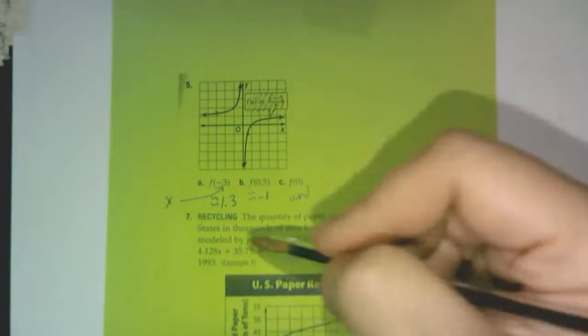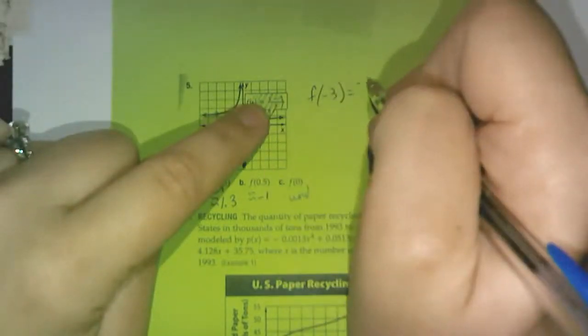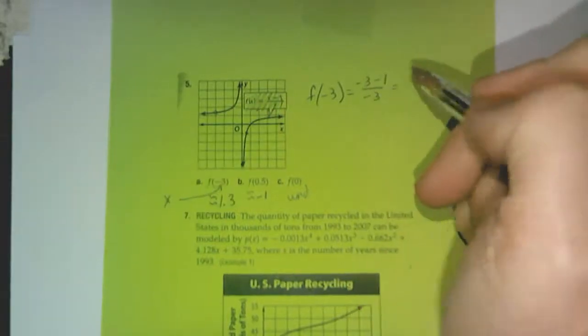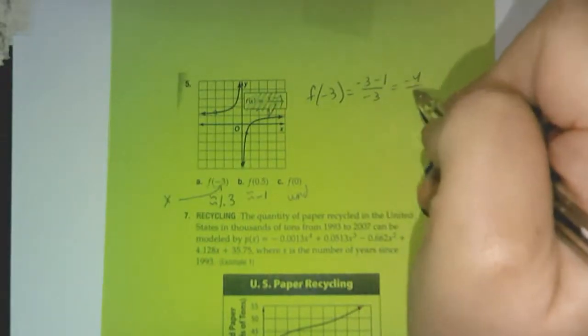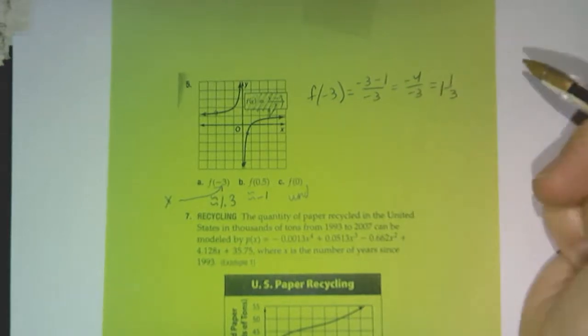Now, how can you test this out for sure? Well, then you plug it into the function that they've given you. So if I said, what's the f of -3? Then I'd plug in -3 minus 1 over -3, which is -4 over -3, which is 1 1/3, 1.3 repeating. Very nice.